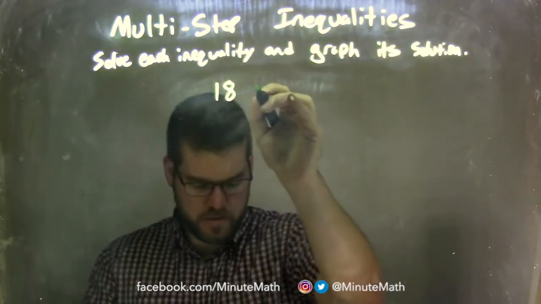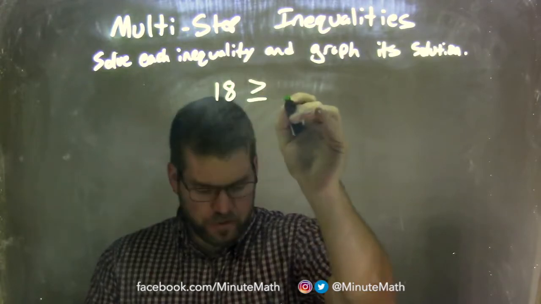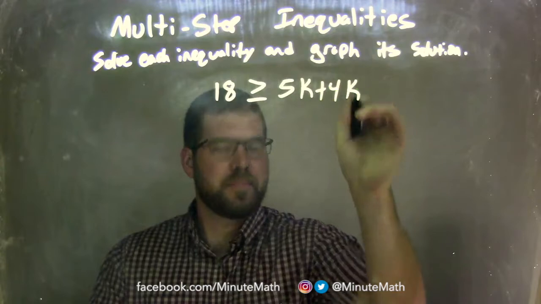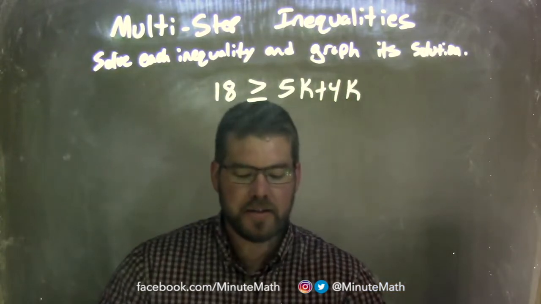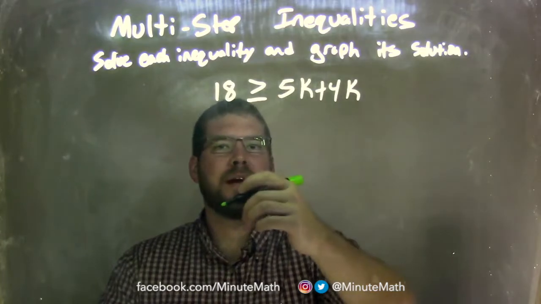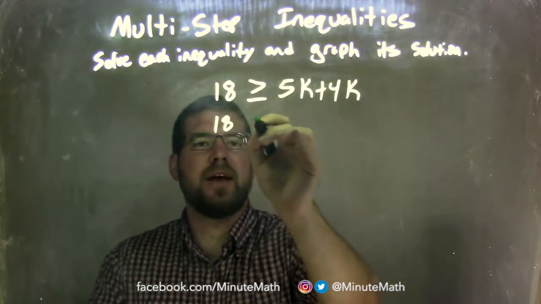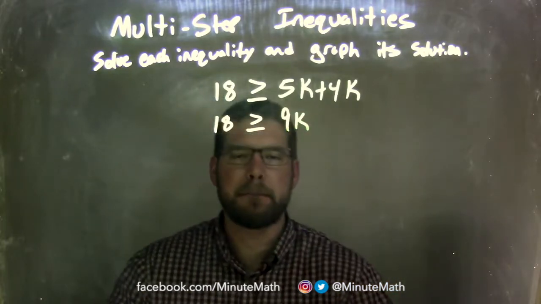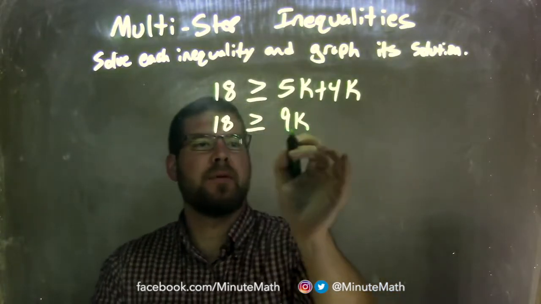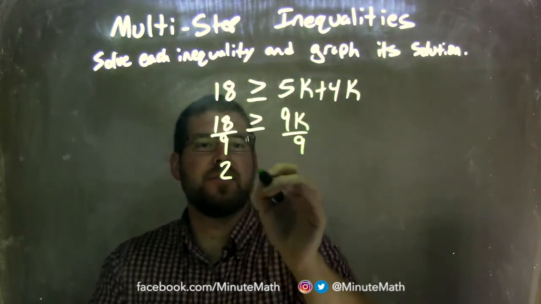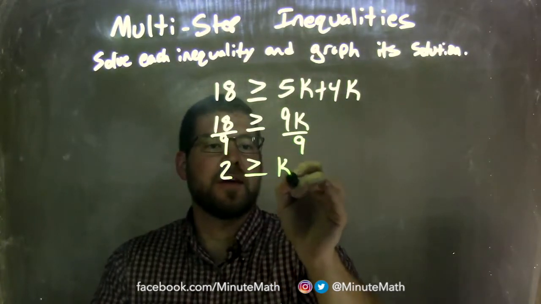18 is greater than or equal to 5k plus 4k. Okay? So I have 18 is greater than or equal to 5k plus 4k. I'm going to combine my 5k and 4k together. So we have 18 greater than or equal to 9k. Okay? Now I want to divide by 9 on both sides to get k by itself. 18 divided by 9 is 2. 2 is greater than or equal to k.